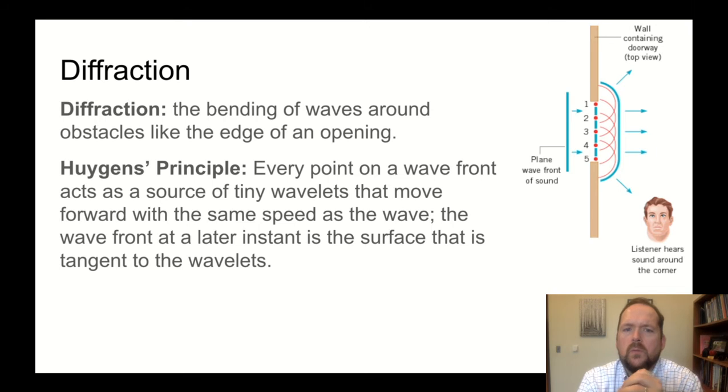So Huygens' principle says that every point on a wave front, so a wave front is just a line that was all formed at one point by the wave source. If you played around with the wave simulator in the interference of light lab, it shows you those lines moving across the screen. So if we take every point on a wave front and think of it as acting like a source of tiny wavelets that move forward with the same speed as the wave front, at a later instant the wave front is the surface that is tangent to the wavelets.